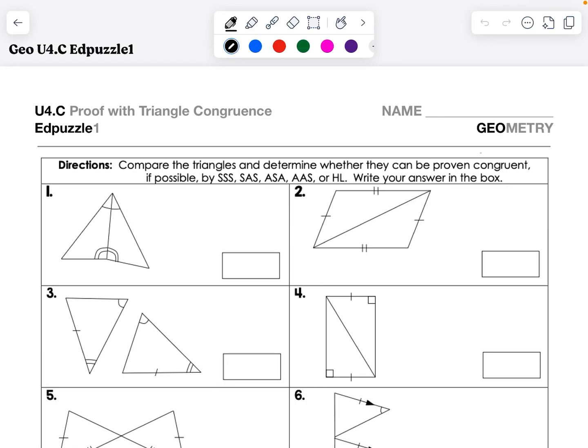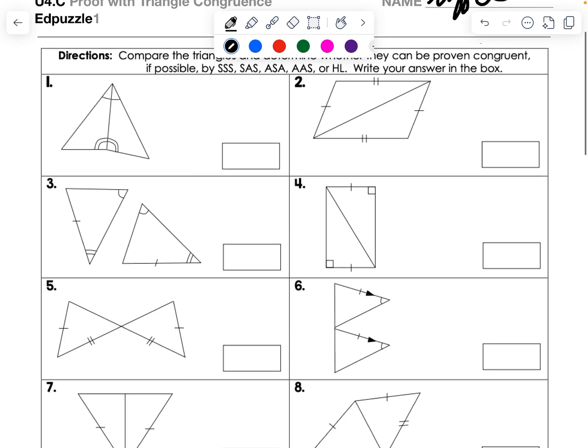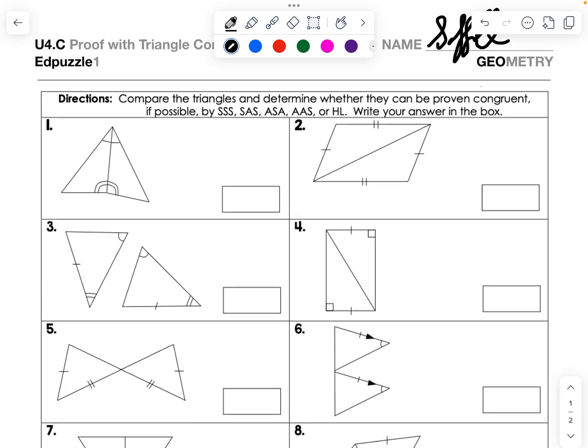Alright, welcome to this video on triangle congruence. Still talking proof, talking about how to prove triangles congruent, looking at these triangle pictures. What can we assume here, and could they be proven congruent?